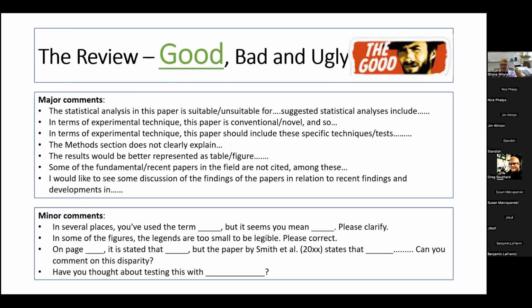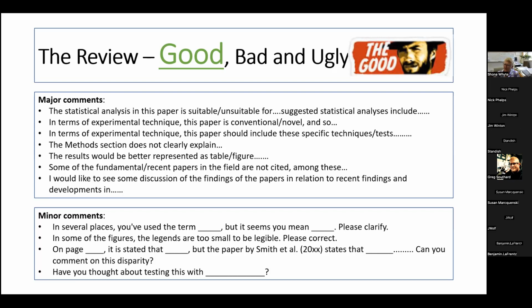So major comments could be that the statistical analysis in the paper is unsuitable or suitable, and if you think it's unsuitable, then you should provide what statistical analysis you think should be done. Or you should say, I think you really need to have a consultation with a statistician. Same thing, experimental technique: is it novel, is it conventional? The experimental technique should include these specific tests.